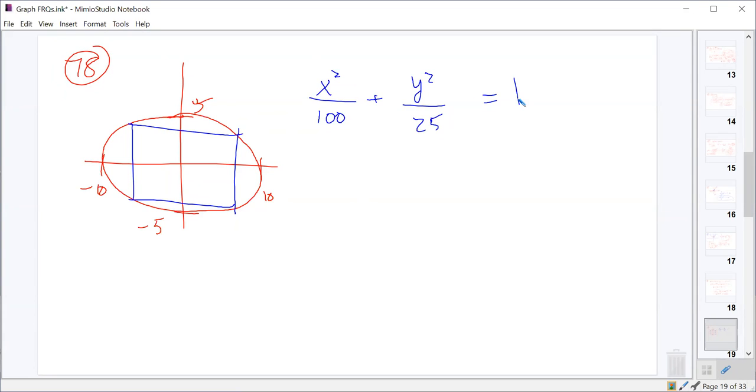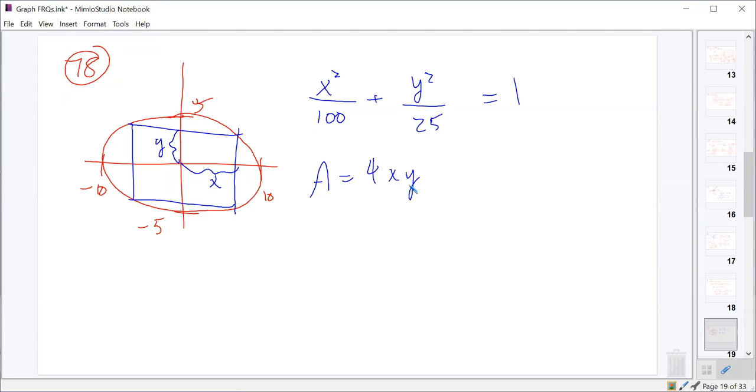And our area here, well, this distance we'll call x, and this distance we'll call y. So what do we have? We have 2x times 2y. So the area ought to be 4xy. And we'll just need to put that into terms of one variable. We can put it in terms of x or in terms of y. It doesn't really matter.